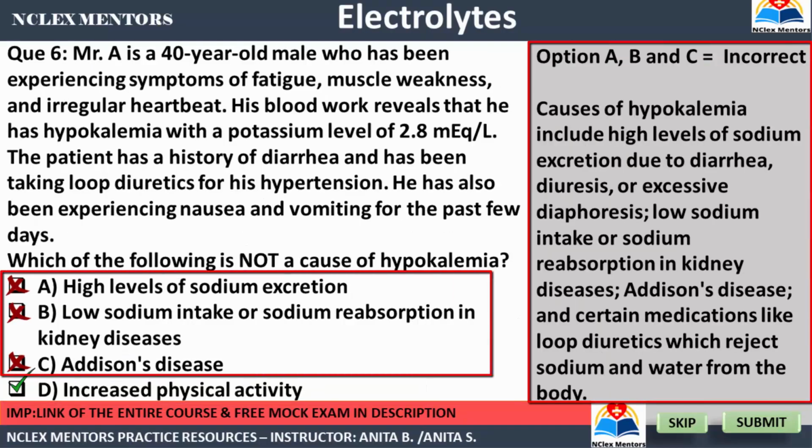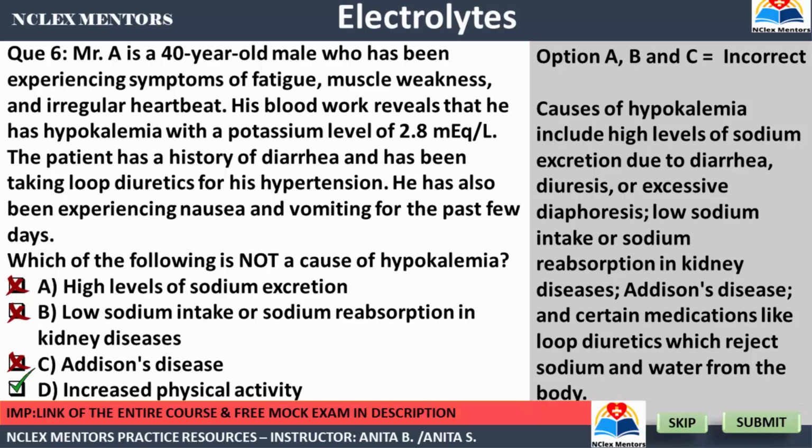Causes of hypokalemia include high levels of sodium excretion due to diarrhea, diuresis, or excessive diaphoresis, low sodium intake or sodium reabsorption in kidney diseases, Addison's disease, and certain medications like loop diuretics, which reject sodium and water from the body. Let us see another question for more practice.